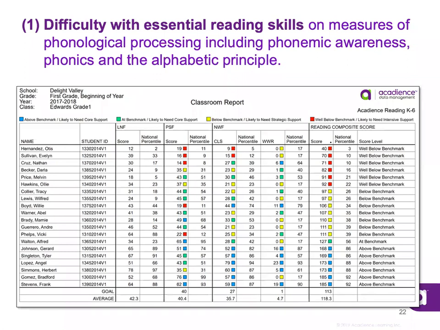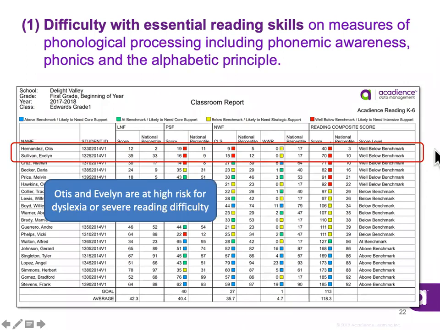So we want to find those students who are struggling with these essential reading skills. Students like Otis here at the beginning of first grade, who's struggling with phonemic awareness and letter sound, and Evelyn, who is struggling with the same essential skills. Seeing this at the beginning of first grade is a strong indication that these are students who will not be readers at the end of first grade unless we do something now.